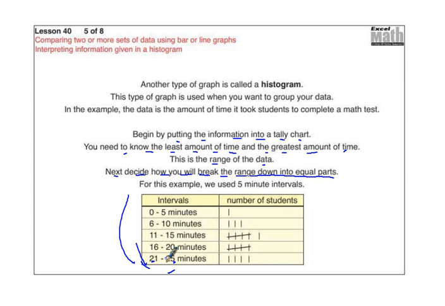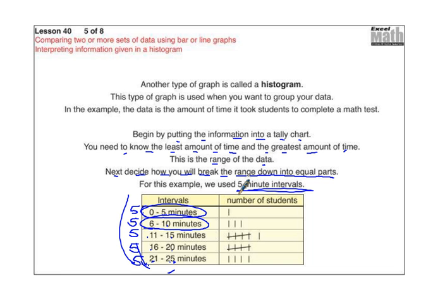Since the range is 25, the person decided, I'm going to break this into 5 chunks of 5. So from 0 to 5, from 6 to 10, from 11 to 15, 16 to 20, and 21 to 25. Each one of these is a group of 5. All right? For this example, we use 5-minute intervals, just like they mentioned here.